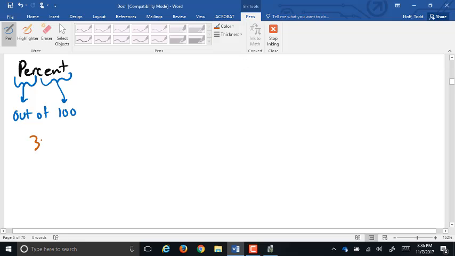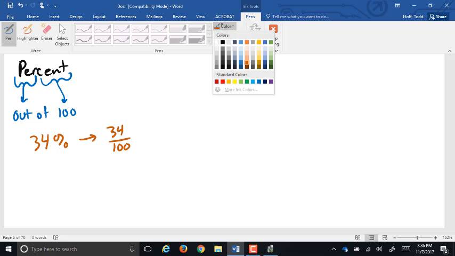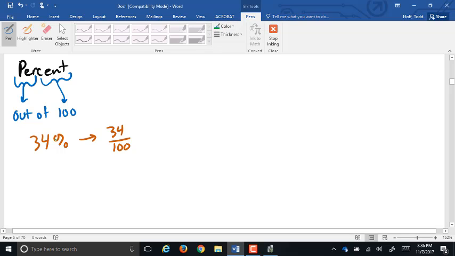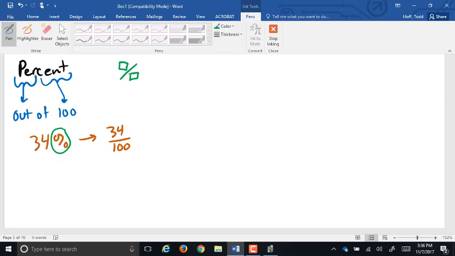So if I have 34%, that literally means 34 out of 100. In fact, the symbol for percent, this little symbol here, originally looked like that. It's actually a blank fraction or a ratio. That's what percents are. Percents are a standard ratio where we're comparing everything to 100.